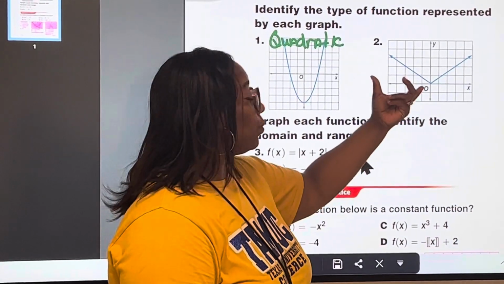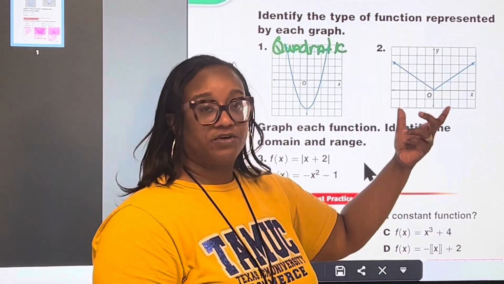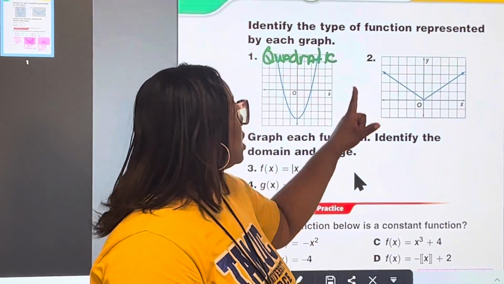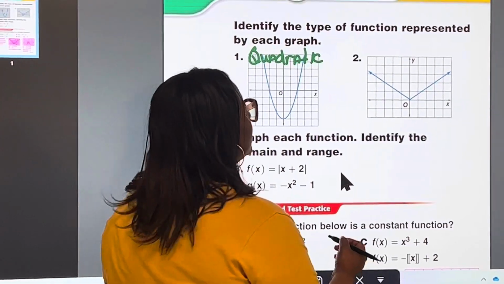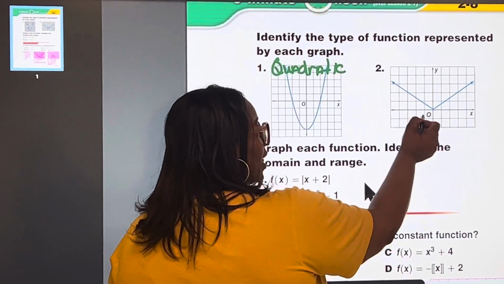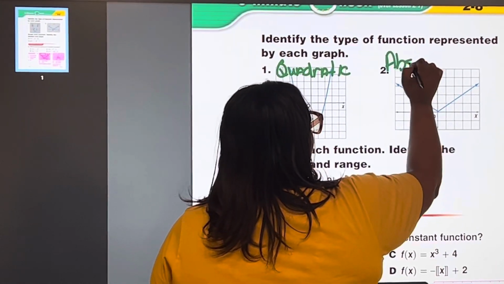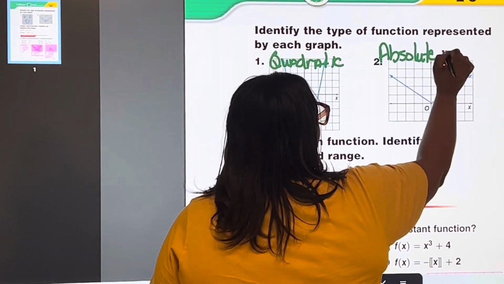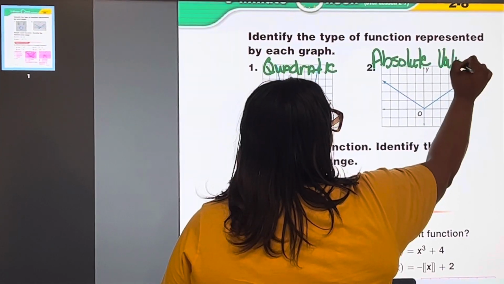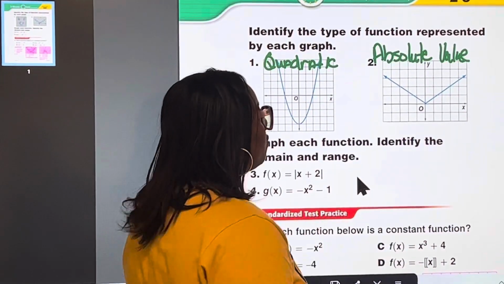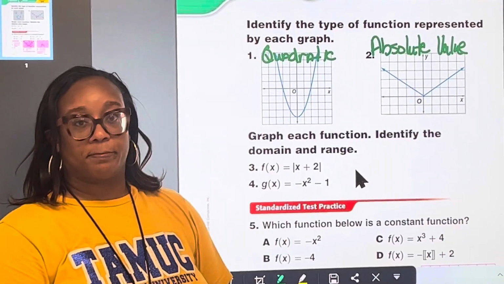Also, last class, we reviewed the four different types of functions that we will talk about this year. So a V-shaped graph is going to give me a word that actually has a V in the word: absolute value. This is an absolute value graph because the graph is in the shape of a V.